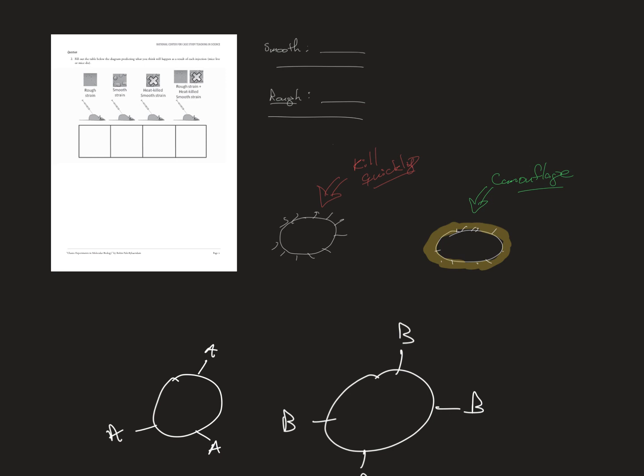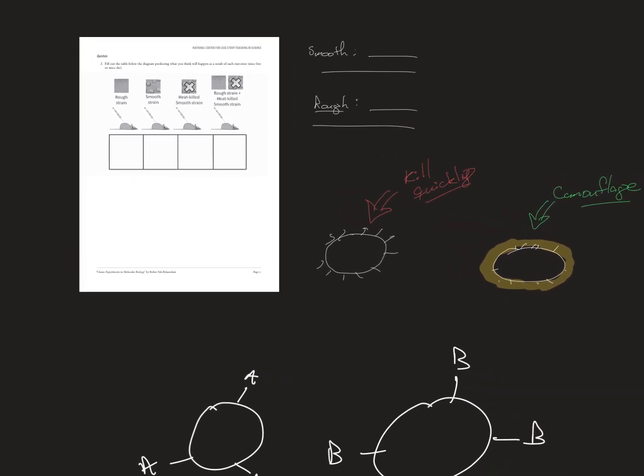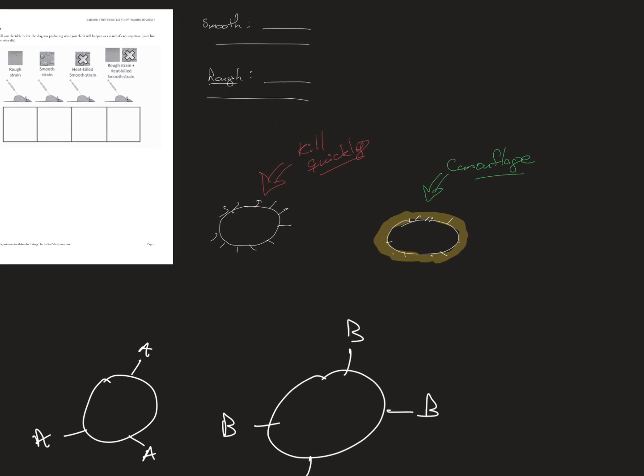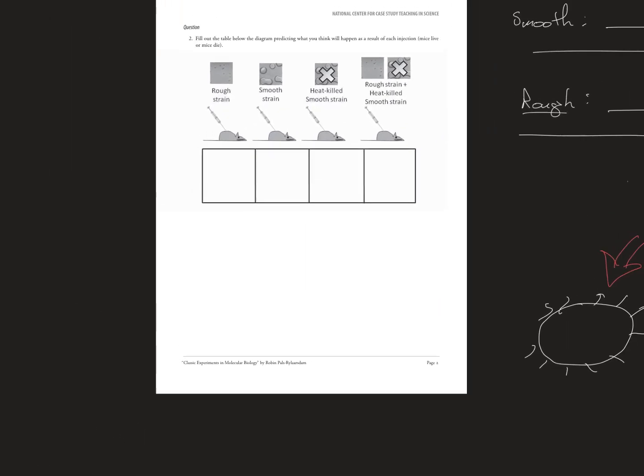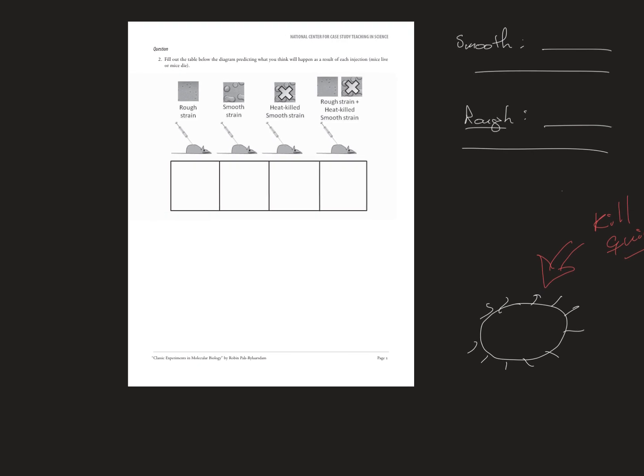So the bacteria grows and ends up, in this case, killing the mouse, right? Or not killing the mouse. That's the thought. That's the hypothesis, that the smooth coated bacteria are camouflaged with that coat of material. So in this example here, they're going to inject the rough strain.